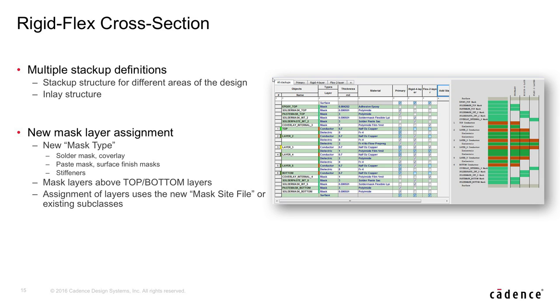To help you, the user, quickly define subclasses for mask layers or even some internal layers, we created a new mask site file where a library of materials and common stack-up names can be defined, and the user, when building the stack-up, can quickly reference it and provide the proper layer stack-up information.